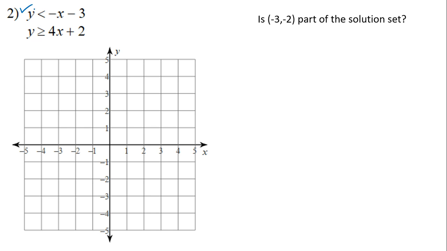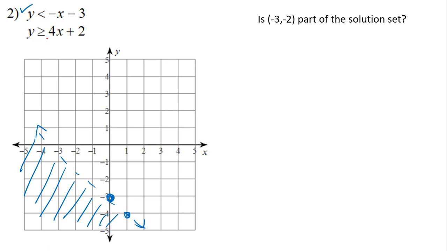Let's graph these first. y is less than -x minus 3. Let's start at (0, -3). We're going to go down 1 and right 1. We have a dashed boundary line, and it says y is less than, so we're going to shade the lower half. Less than means lower half.